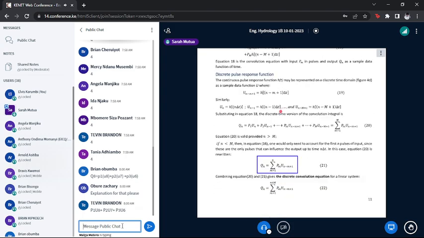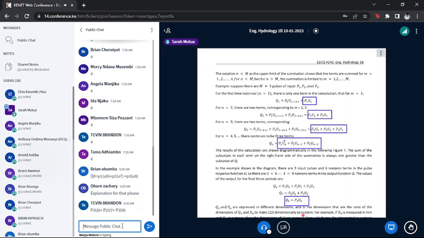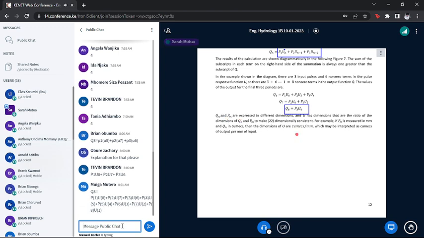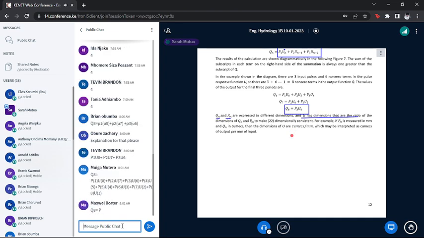Because I had talked about the discharge Q and P of M, the discharge Q and rainfall being in different dimensions, and the U has dimensions that are the ratio of the dimensions of Qn and Pm, so that we can make equation 22 consistent.